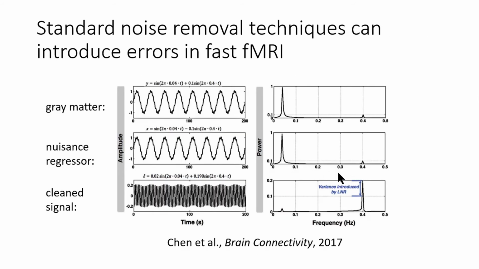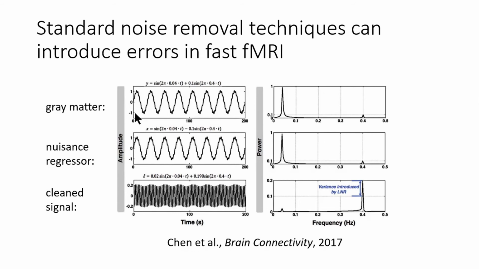It's important to be aware that now that we have this really broadband signal, the techniques that were developed for conventional fMRI, which have been really well validated and developed for those data, rely on assumptions that aren't quite as true in the case of fast fMRI. A very good example of this is the fact that nuisance regression can actually introduce errors when you're working with rapidly sampled data.